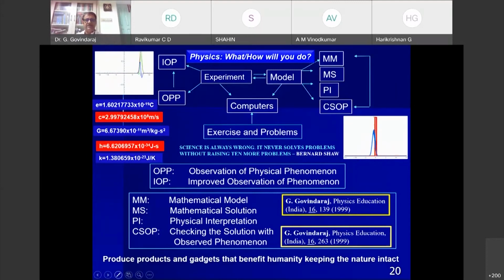All this we are trying to do finally to produce products and gadgets that benefit humanity, keeping the nature intact. This is very important. In fact, the consequence of not keeping the nature intact, we are realizing now. So therefore, it is important that we have to really keep nature intact. Okay, if you don't do that, then we will have big consequences like what we see now in the entire world. Okay, this is all about it, and we will see how we are going to use this.